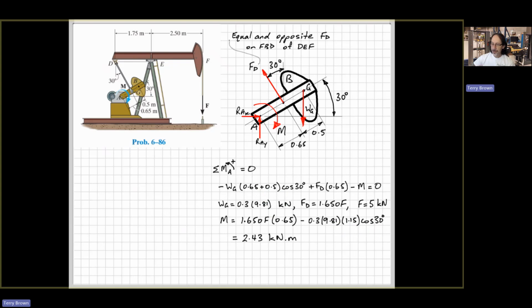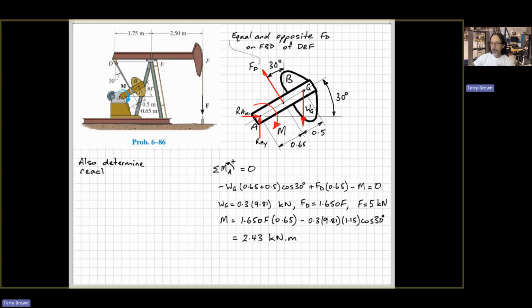So we can do the maths and we get that our torque that we need to apply to the motor to generate the force in whatever is down here of 5 kilonewtons, we need to have 2.3 kilonewton meters of torque exerted by the motor.